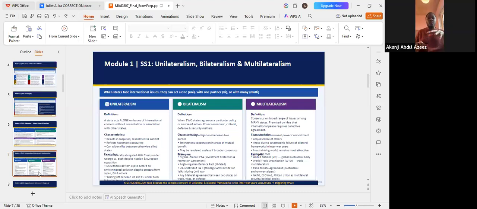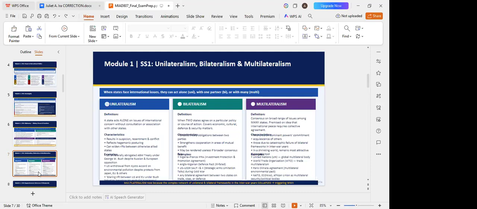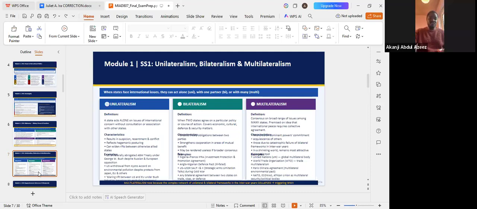Now, the third one is multilateralism. Let me mute this first. Can you mute yourself, please? Tina, can you mute yourself?